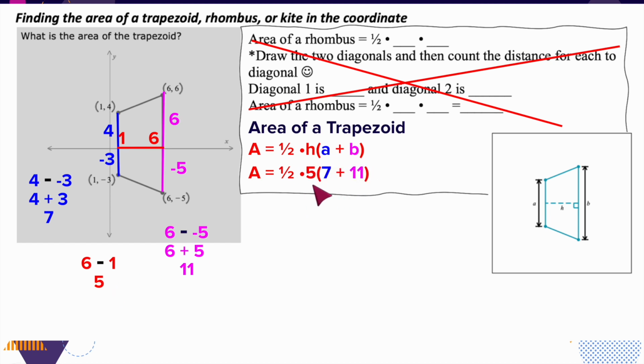So now I have my pieces, and I can go ahead and calculate the area here. So 7 plus 11 is 18. 18 times 5 is 90. And half of 90 is 45 square units. So that is how you calculate the area of a trapezoid on a coordinate grid.